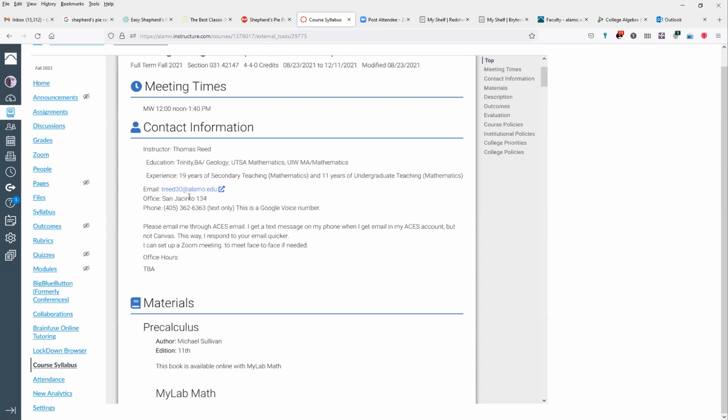You can email me. This is the email address, the ACES address. I ask y'all to email me through ACES because it will let my phone know that I got an email. I can't read the email, but I'll know who sent it and at least have the subject line.